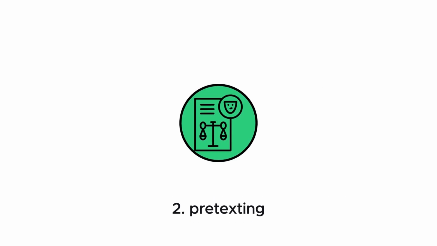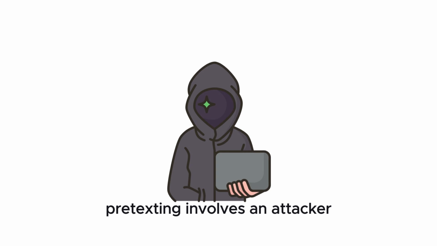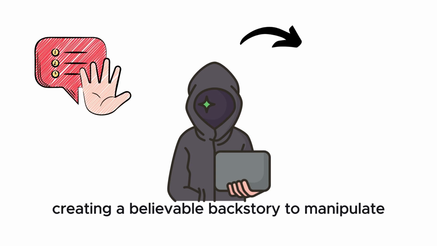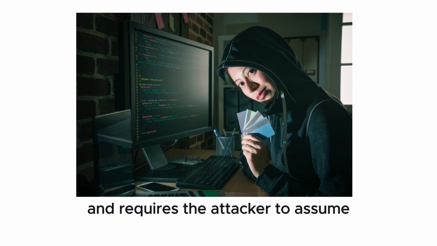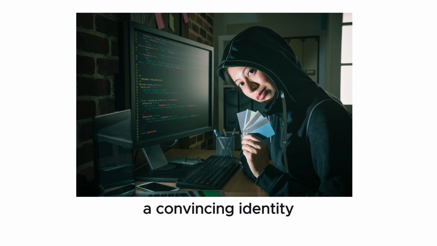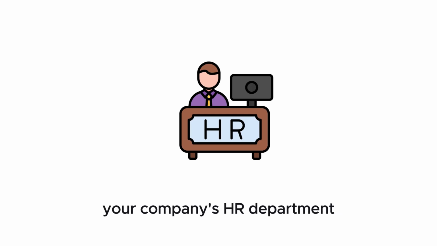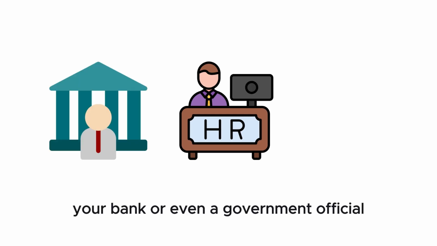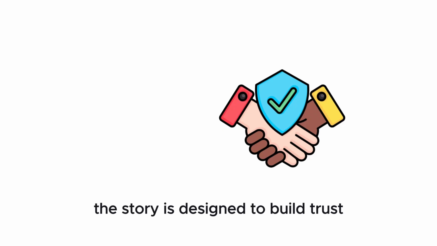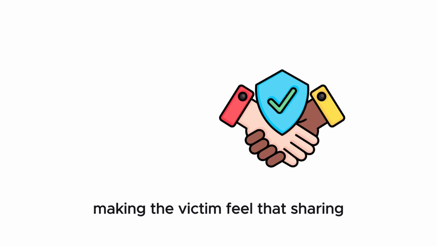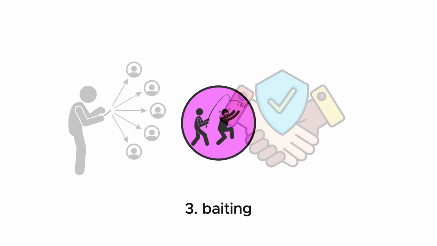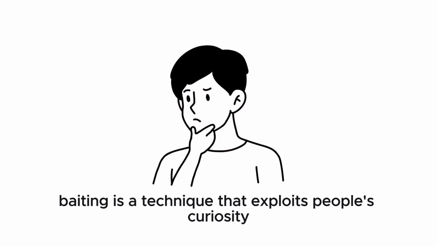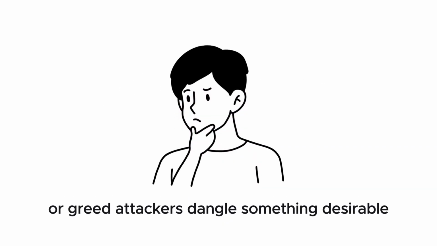2. Pretexting. Pretexting involves an attacker creating a believable backstory to manipulate the victim. Unlike phishing, which relies on mass communication, pretexting is more targeted and requires the attacker to assume a convincing identity. The attacker could claim to be someone from your company's HR department, your bank, or even a government official. The story is designed to build trust, making the victim feel that sharing personal information is necessary to resolve an issue.